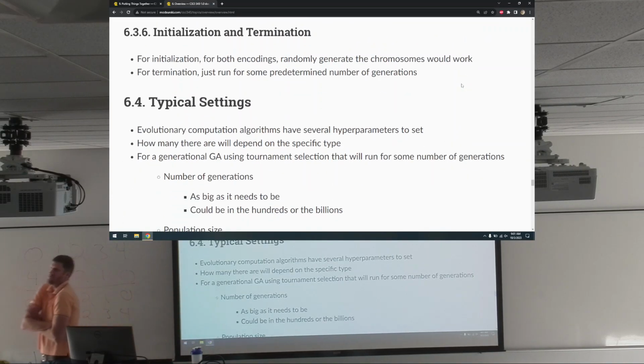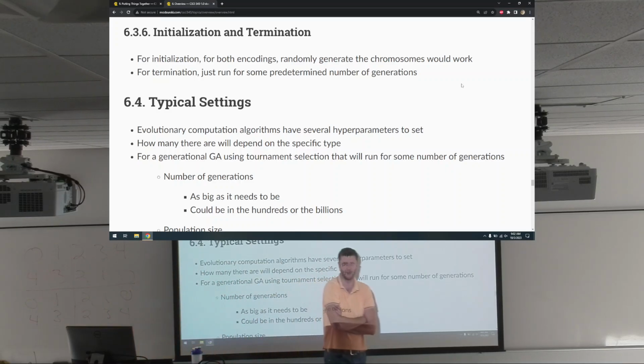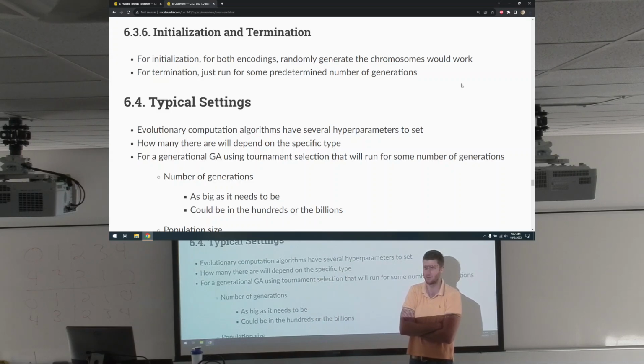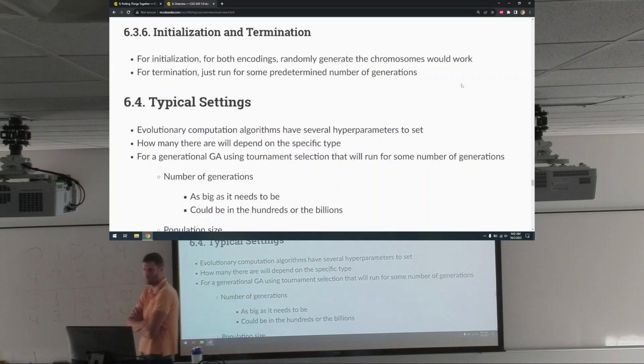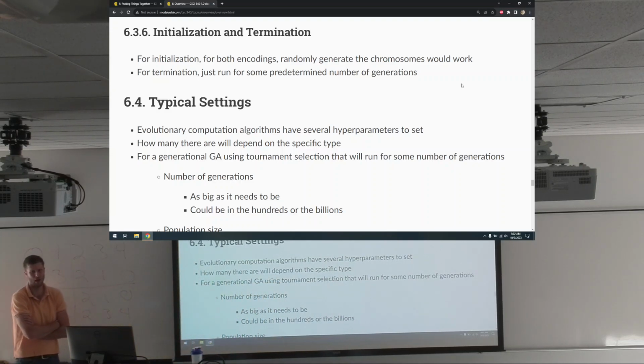Initialization and termination. Randomly generate the chromosomes, which would work for both encodings. Well, yeah, I guess that's true. Randomly generate chromosomes, the Python random library will help you there. Termination: run for some fixed predetermined number of generations that I just arbitrarily choose. There's my initialization and my termination. Once I've made the decisions, I've got my GA, my general implementation of what I want to do. Any questions?